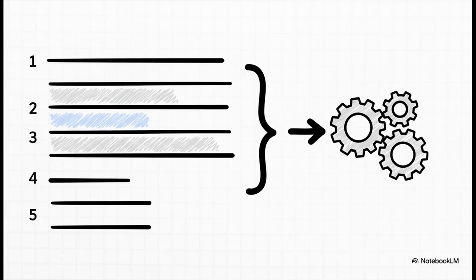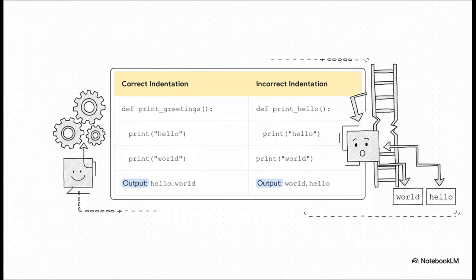Now, I mentioned indentation is crucial, and I was not kidding. In Python, it's not just there to make things look pretty. It actually defines the entire structure and logic of your program. This slide shows you exactly what I mean. We have the exact same lines of code on both sides, but they give us completely different results. Why? On the left, both print statements are indented, so Python knows they both belong to the function. But on the right, print world is not indented, so Python thinks it's completely separate from the function. That tiny little spacing change completely rewires how the program runs.